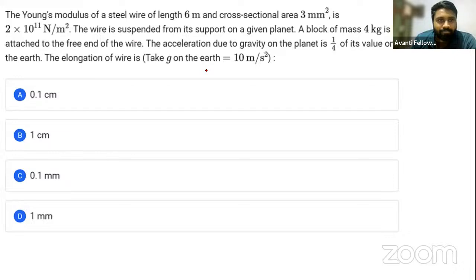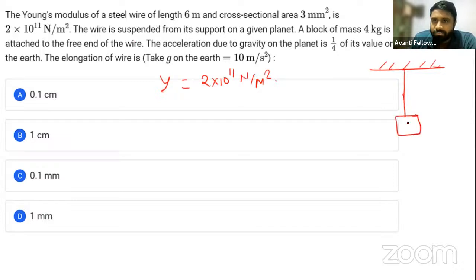Now, firstly we will write what is given in this question and you will also try to solve this. Y is given as 2 into 10 raised to the power 11 Newton per meter square. The wire is suspended from its support on a given planet. On some planet there is a support and this wire is suspended. The free end of this wire has a weight m into g dash, not the gravity of the earth, because gravity is different on that planet, so the weight will be different. The mass will be the same, 4 kg.